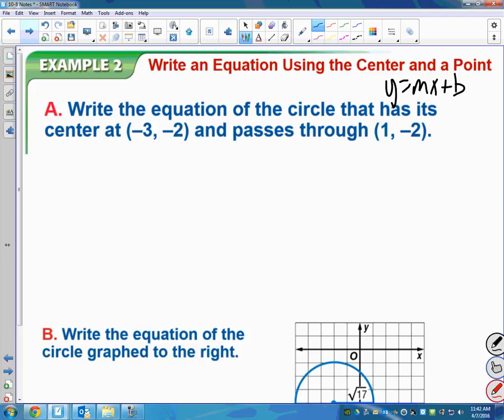Sometimes it's going to be easy, like this one, where we don't really need the distance formula. But if it's not a vertical or a horizontal line, you can't just count the spaces, right? You might get really close by guessing, but you have to use the distance formula. Does anybody remember the distance formula?